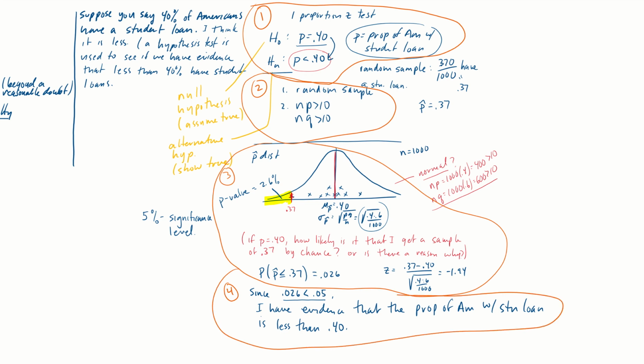And what we've said in class is we've named those steps. The first is name the test and hypothesis. Second one is our conditions. Third one is what we call the mechanics. And the fourth one is what we call our conclusion. Okay, so those are our 4 steps in a 1 proportion Z test.